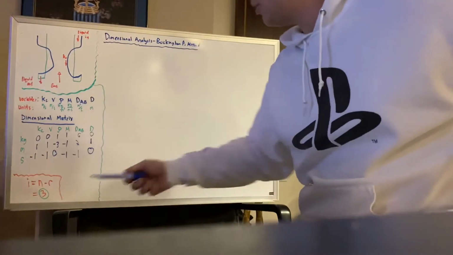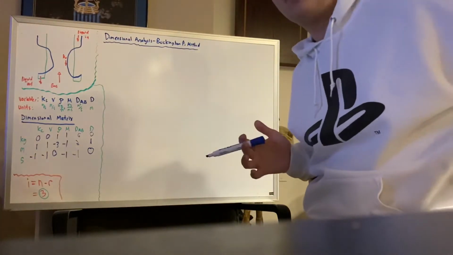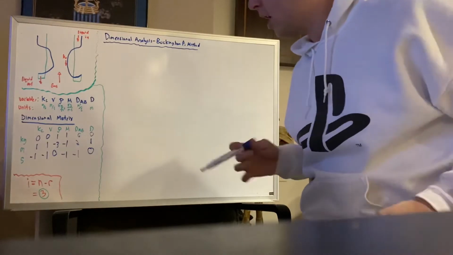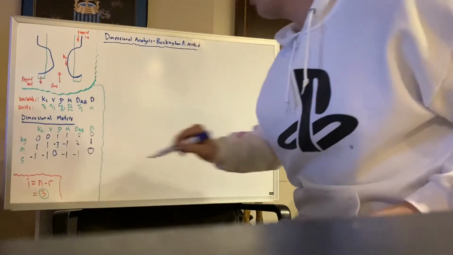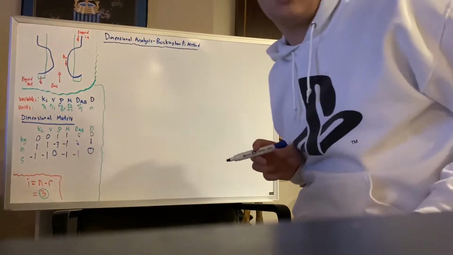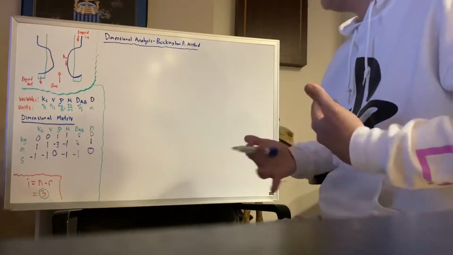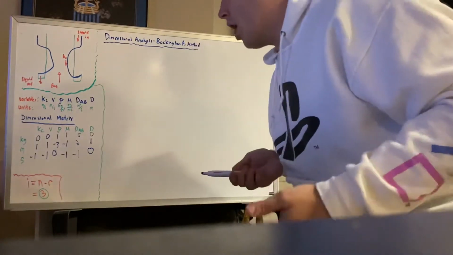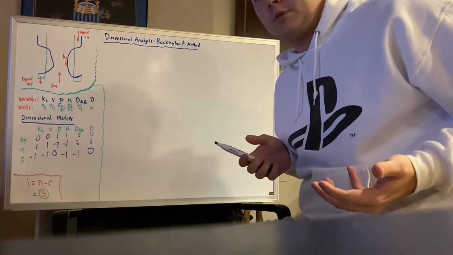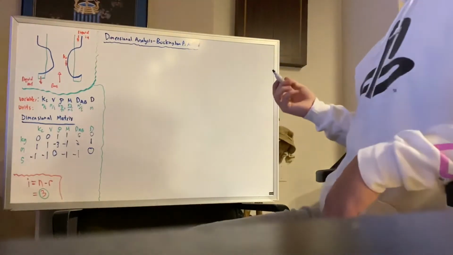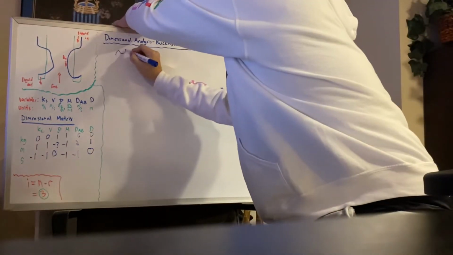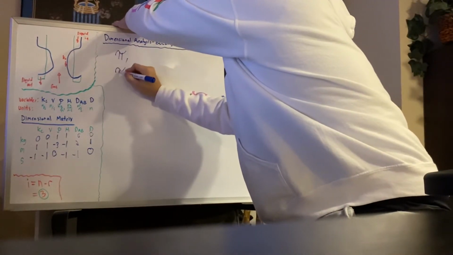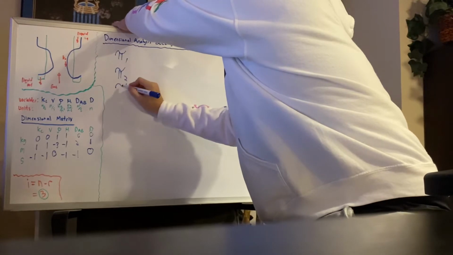And so once we do the 6 minus the 3, which is the number of variables minus the rank, we know that we need 3 core groups for the Buckingham Pi method. The next thing we need to figure out is which of the variables we're given we should use as those core groups to set up the Pi method. And so we are going to be having Pi 1, Pi 2, and Pi 3.